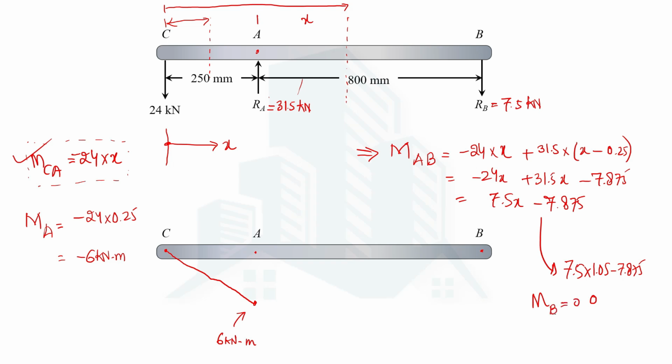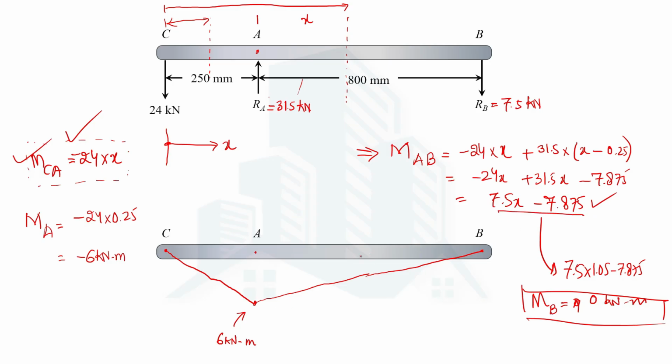So if you look at the equation of moment that varies between point A and point B as a linear equation, there will be a line that connects this 6 kilonewton meter point to point B. The slope of this line is different. So this line varies by this equation, and this line varies by this equation.